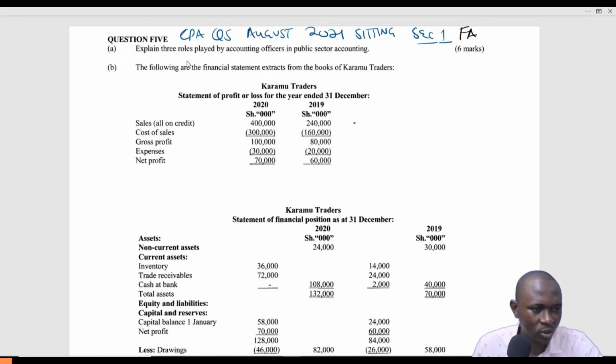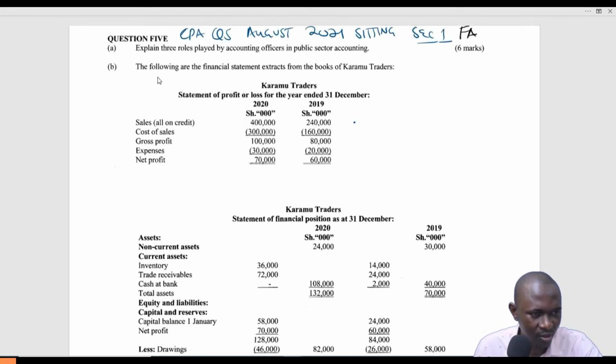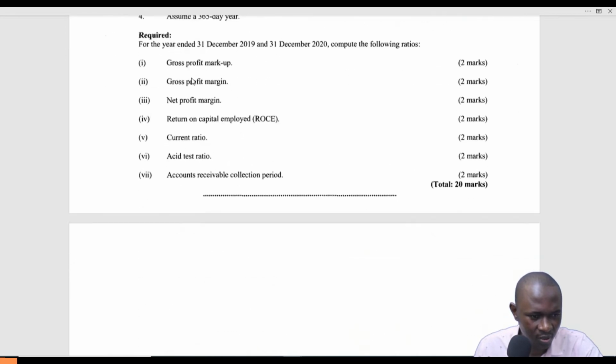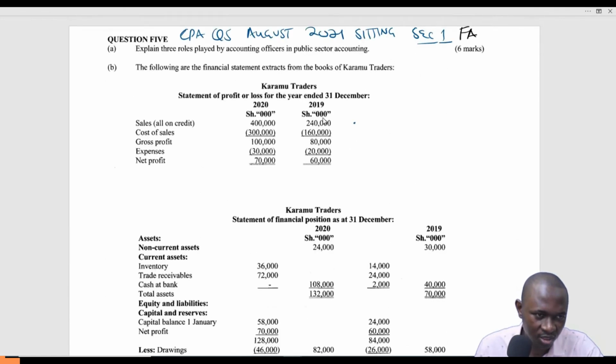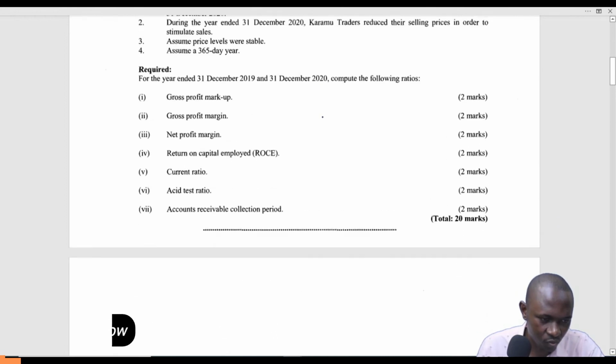Okay, so we go straight to the question. Question 5, part A: explain 3 roles played by accounting officers in public sector accounting. That is from public sector accounting. And then we have question B. What do they want? It's a question on ratios, that is analysis of financial statements.